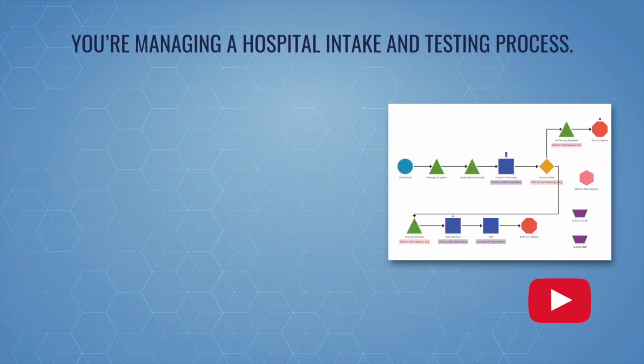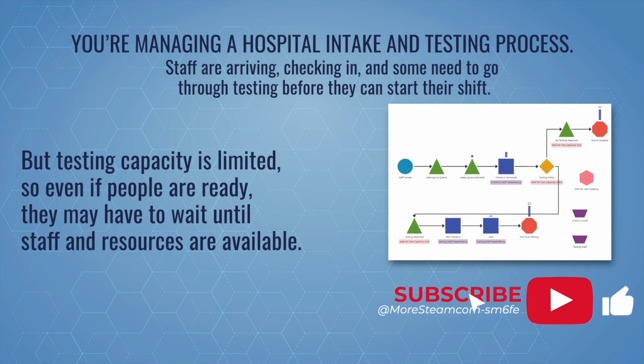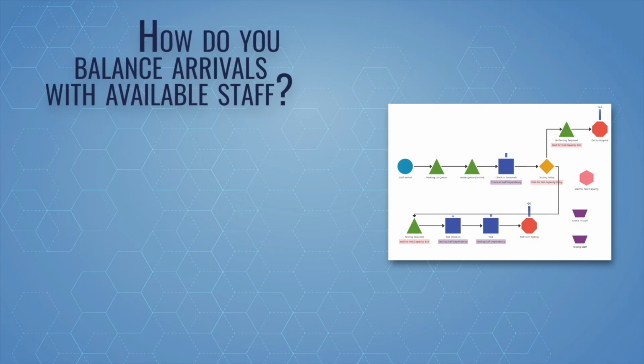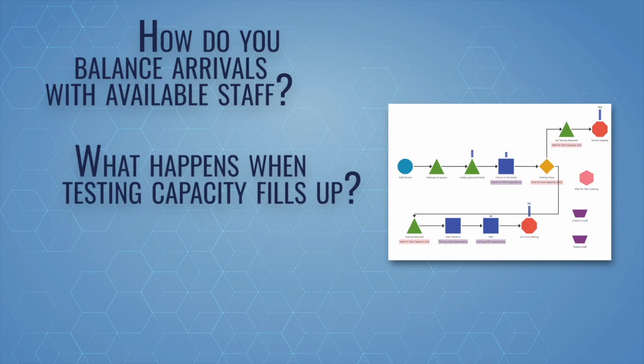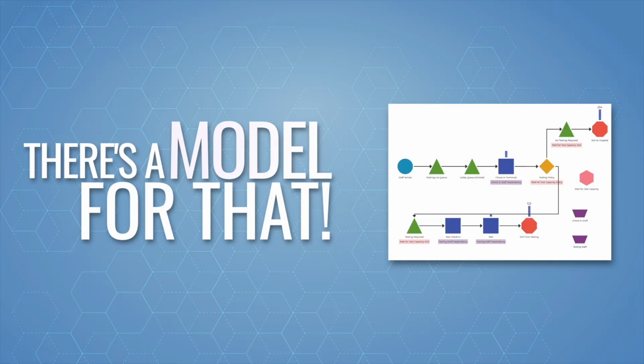You're managing a hospital intake and testing process. Staff are arriving, checking in, and some need to go through testing before they can start their shift. But testing capacity is limited, so even if people are ready, they may have to wait until staff and resources are available. How do you balance arrivals with available staff? What happens when testing capacity fills up? And where do queues start to form? There's a model for that.